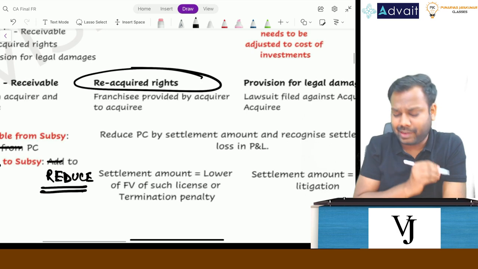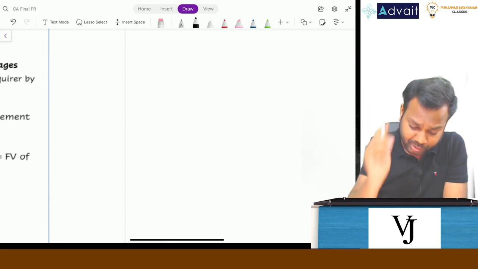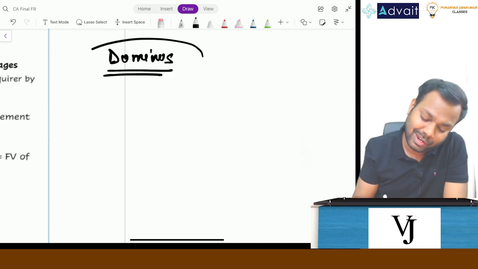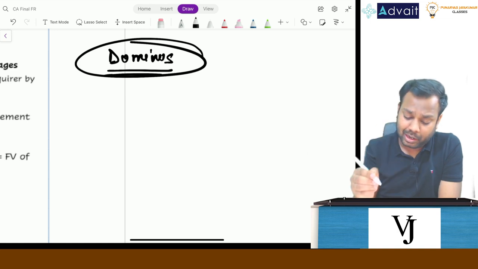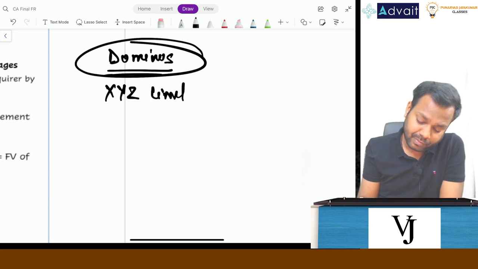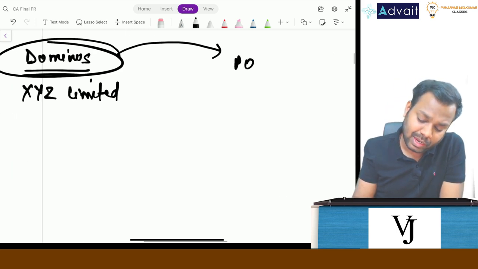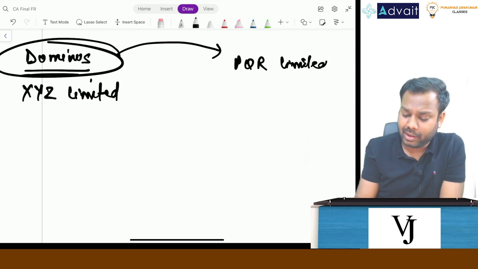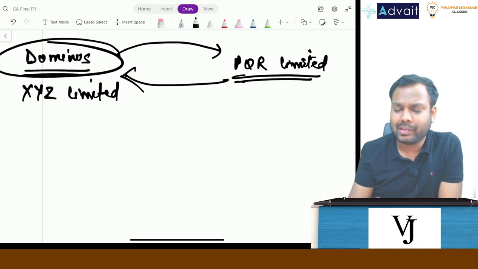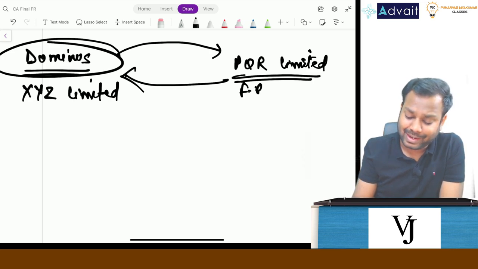Now reacquired rights. What is the meaning of reacquired rights? Let's first understand the meaning. Let's suppose Domino's. I believe all of you have heard this name, Domino's. Let's suppose the name of Domino's company is XYZ Limited. Domino's gave a franchisee to operate in its name to a company called PQR Limited. So PQR Limited will pay an amount to XYZ for acquiring the franchisee for, let's suppose, 5 years. And PQR will record franchisee rights in its books.